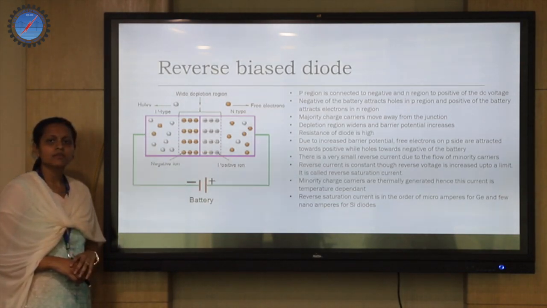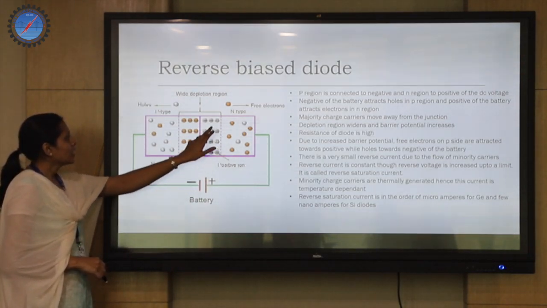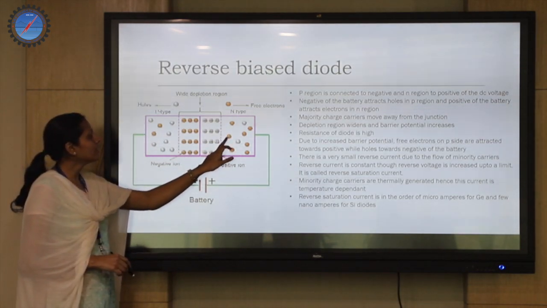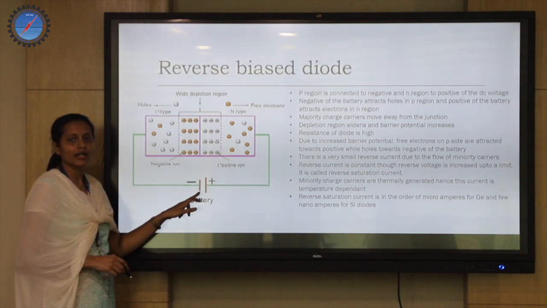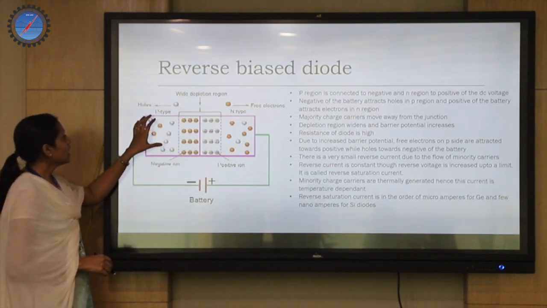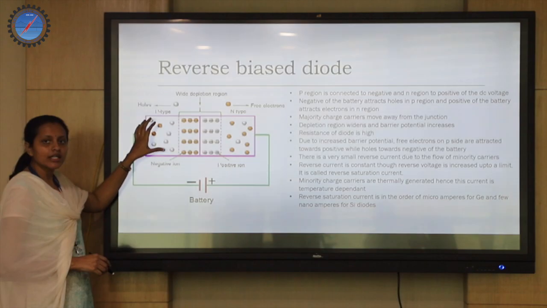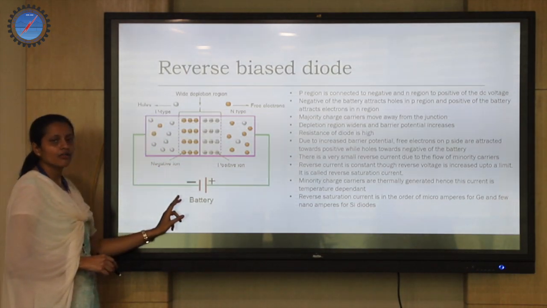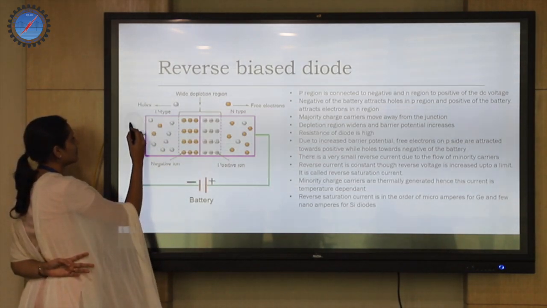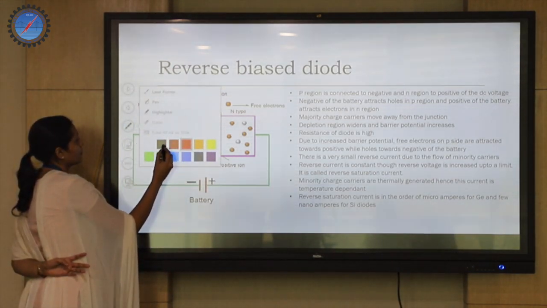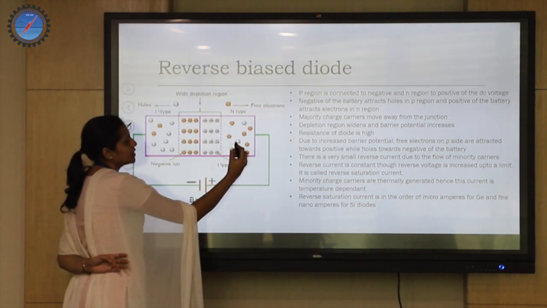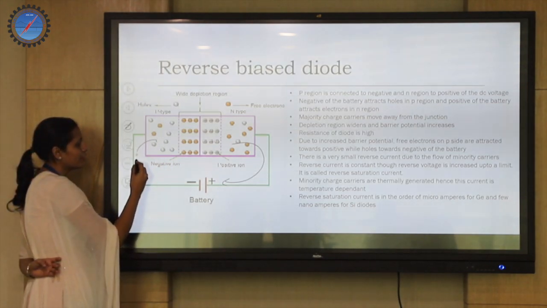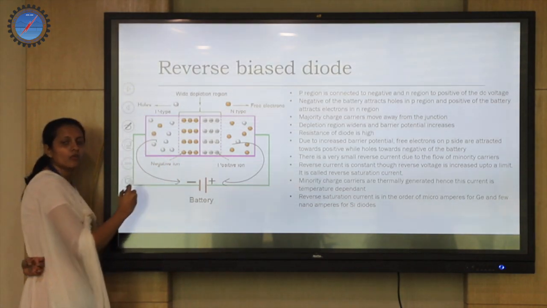What happens in a reverse bias diode is that the N type, which has majority charge carriers as electrons, are attracted towards the positive of the battery, and in the P type, where we have majority charge carriers as holes, which are positive charge carriers, get attracted to the negative of the battery. So basically what is happening here is the electrons move in this way and the holes, which are positive charge carriers, are attracted towards the negative and they move in this way.